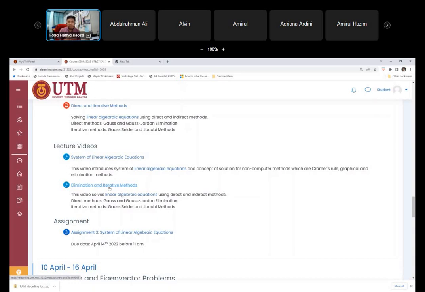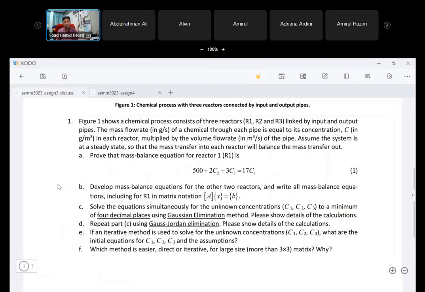So there are four methods here. A lot more, I guess, in the textbook. So Gauss-Jordan, Gauss-Seidel, and Jacobi are the methods covered in the lecture. Now, if you watch the video, then the assignment, like I mentioned before, is for you to test your understanding.